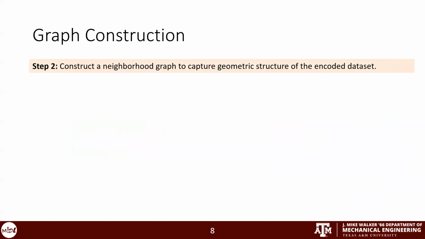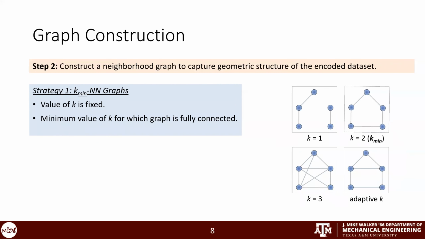Once we have learned the latent space of the dataset, our next task is to construct a neighborhood graph to capture the geometric structure of the encoded dataset. Here, we explore two strategies based on the k-nearest neighbor graph approach, as they're generally known to robustly capture neighborhoods of point distributions. Our first strategy is a k-minimum nearest neighbor graph. The value of k in this method is fixed and is the minimum positive value for which the graph is fully connected.